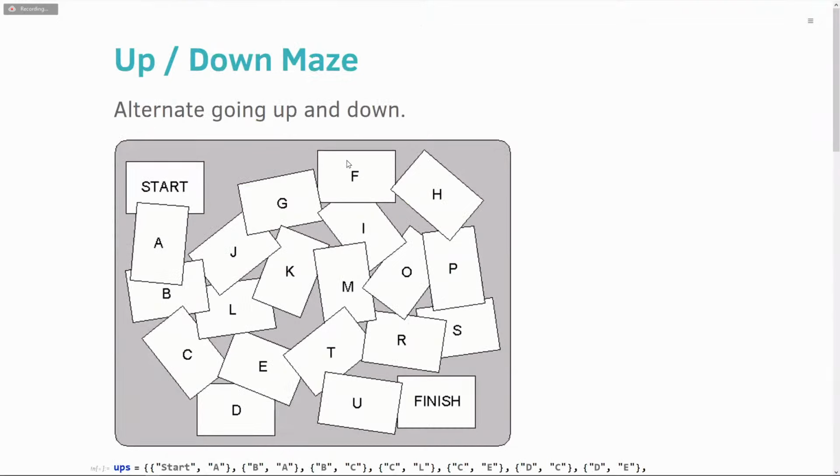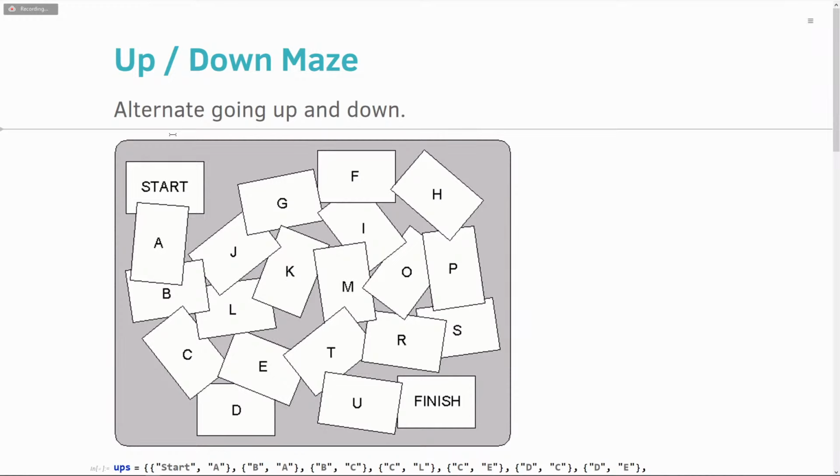Here's another type of rule that you can add. You can force alternations. Without that rule, we can just go from start to finish and ignore everything. But if you have to alternate going up and down, it's much trickier.